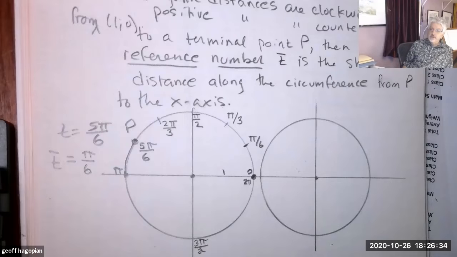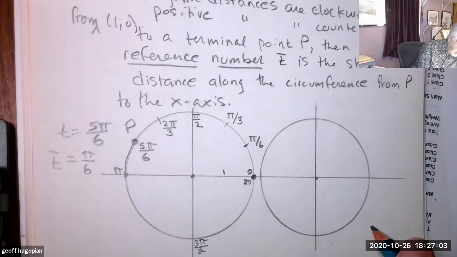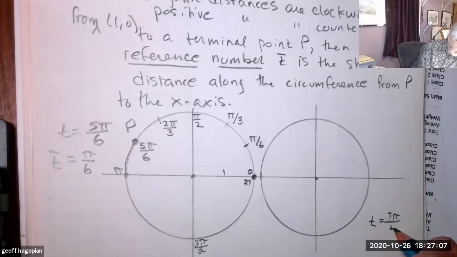The shortest distance, and it's always a positive number, right? Because it's a distance. So even if you're going clockwise, the reference number is a positive number. Okay. They've got another one here: 7 pi over 4. Should we do that one? So 7 pi over 4, that's going to be over here. Let me show you how we get there.